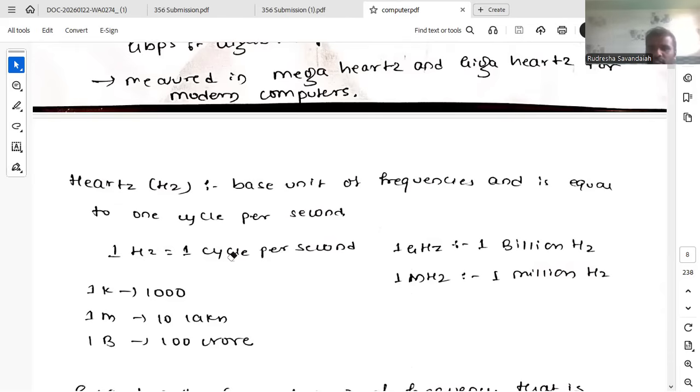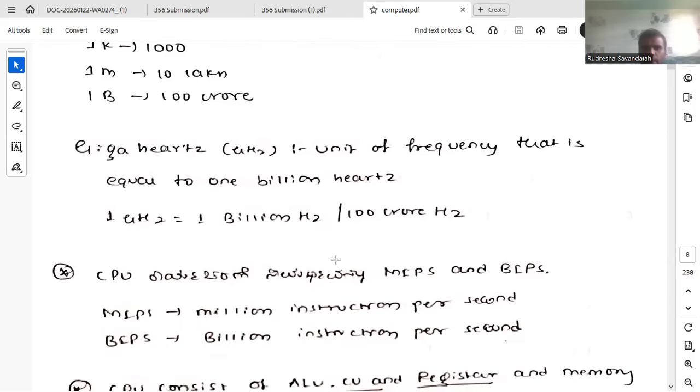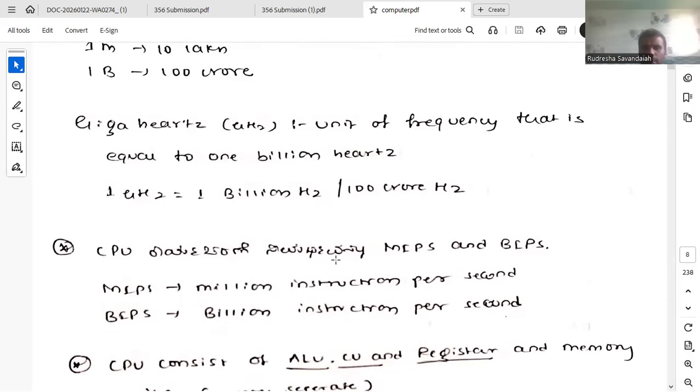The base unit of frequency is 1 cycle per second. 1 hertz is equal to 1 cycle per second. 1 gigahertz is equal to 1 billion hertz. 1 megahertz is equal to 1 million hertz. 1K equals 1000, 1 million is equal to 10 lakh, and 1 billion is equal to 100 crores. Gigahertz is a unit of frequency equal to 1 billion hertz, that is 100 crore hertz.